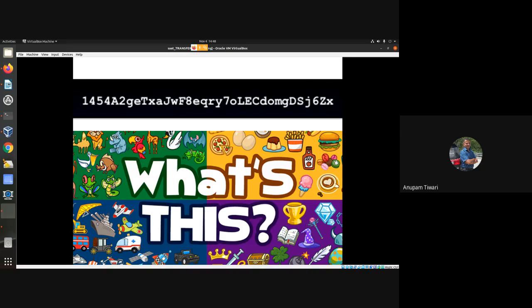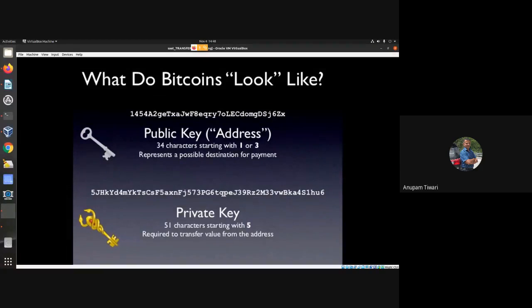Basically, this represents the address, and we'll play with these addresses today in some demonstrations and simulations. Public key, private key: I'll not focus more on these because these concepts have been covered.